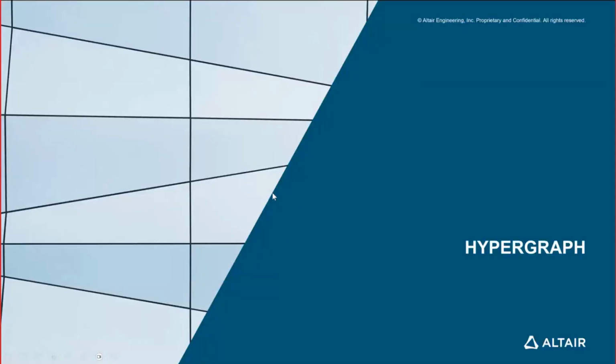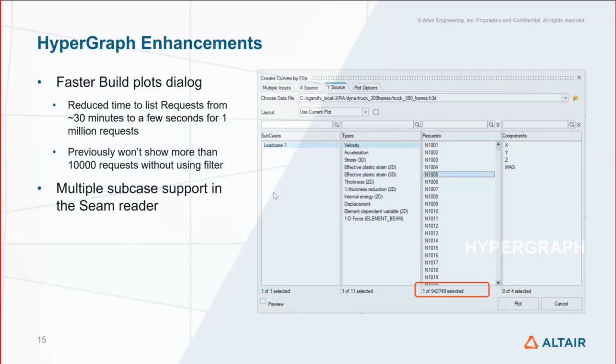Then coming to HyperGraph, the major highlight in the release is the faster build plots dialog. As you can see here, this reduces our time to list all the requests from over 30 minutes to just a few seconds for more than 1 million requests. And another important benefit here is that previously we were not showing the requests when it was more than 10,000, and you had to use the search filter to find the requests. But now with this update, we will be showing all the requests in the dialog itself. So you can directly find them here, or you can use the search filter.